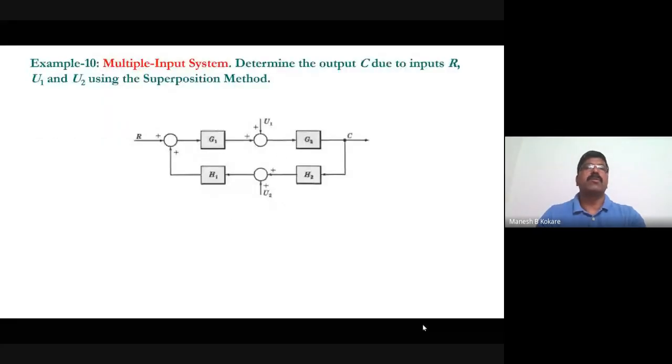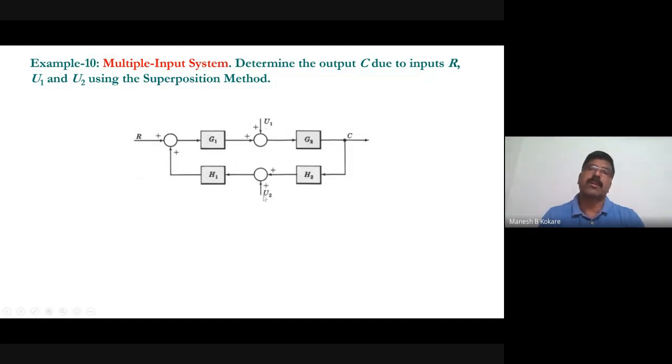Okay, then now consider this problem, where three inputs are there. One is the R input, another one is the U1 input, and the third one is the U2 input. So when you are considering R, at that time you have to consider U1 as 0, U2 as 0. When you are considering R as an input, with U1 as 0 and U2 as 0, this summing point will be eliminated, this summing point will be eliminated, and then this will be in cascade with this one, and the whole thing will be in positive feedback with this one. So can somebody tell me directly the transfer function of this when you are considering R as an input? Quickly.